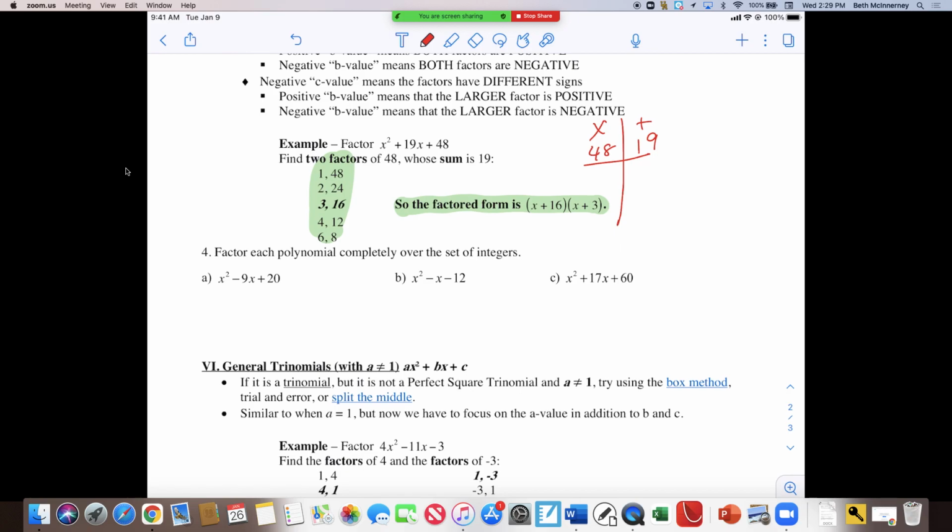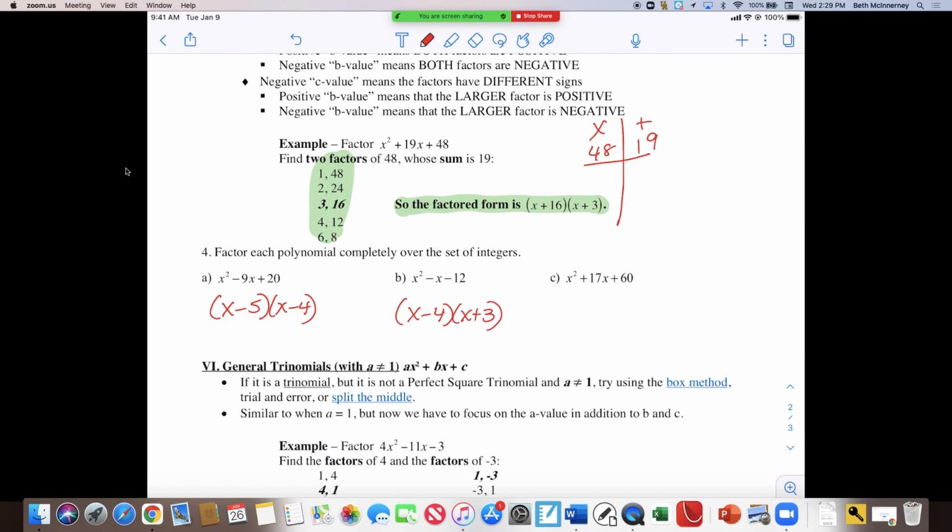All right, who can tell us their factors for letter A? Jared, what'd you get? Negative 5, negative 4. So you write it like this. X minus 5 times x minus 4. How about letter B? Somebody different. Who can tell us what two numbers? Yeah, Gracie? Awesome, you got it. X minus 4, x plus 3.